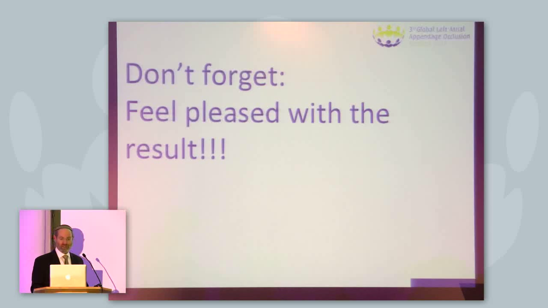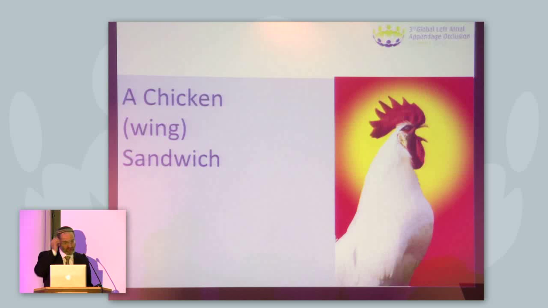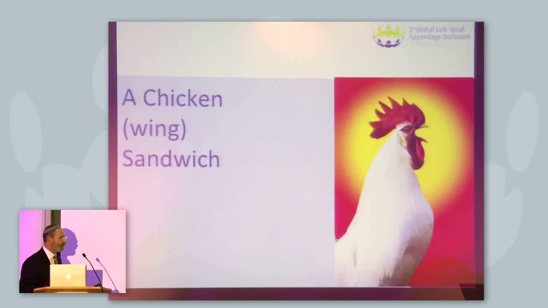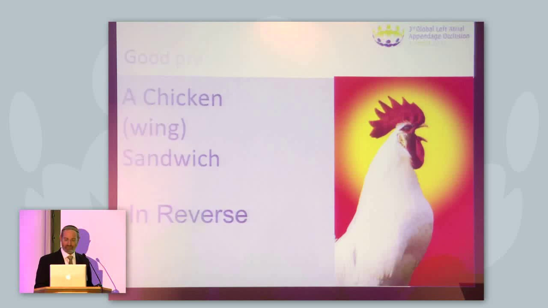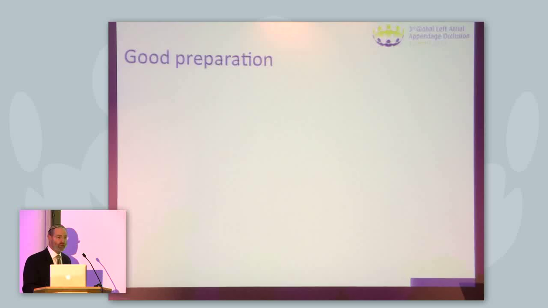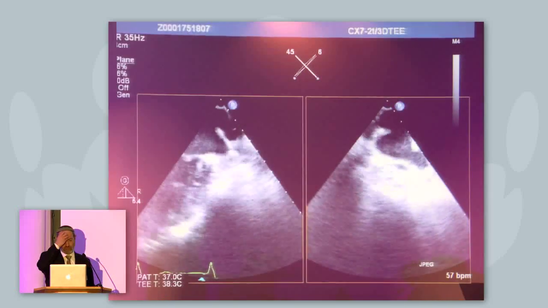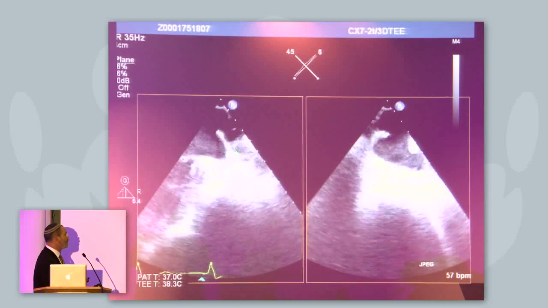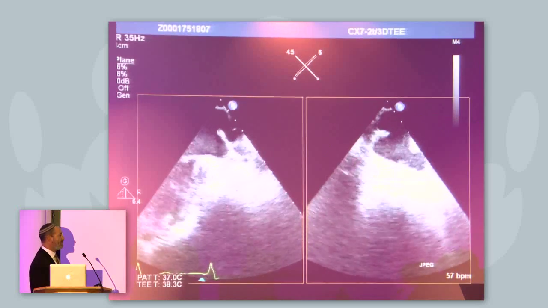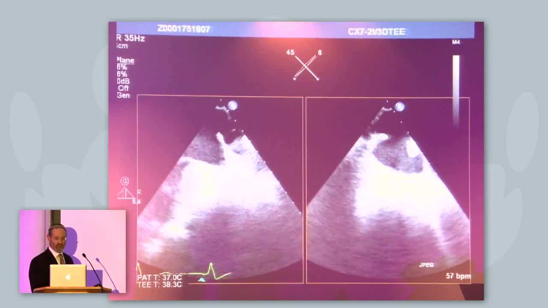Okay, so let's move on to the second case. I'm going to call this a chicken wing sandwich, and this is actually in reverse. So the first aim is to do good preparation. If you do good preparation, you've got a good echo, and at first view, this looks relatively simple and straightforward, but if we look at the X-plane, something very strange is going on.